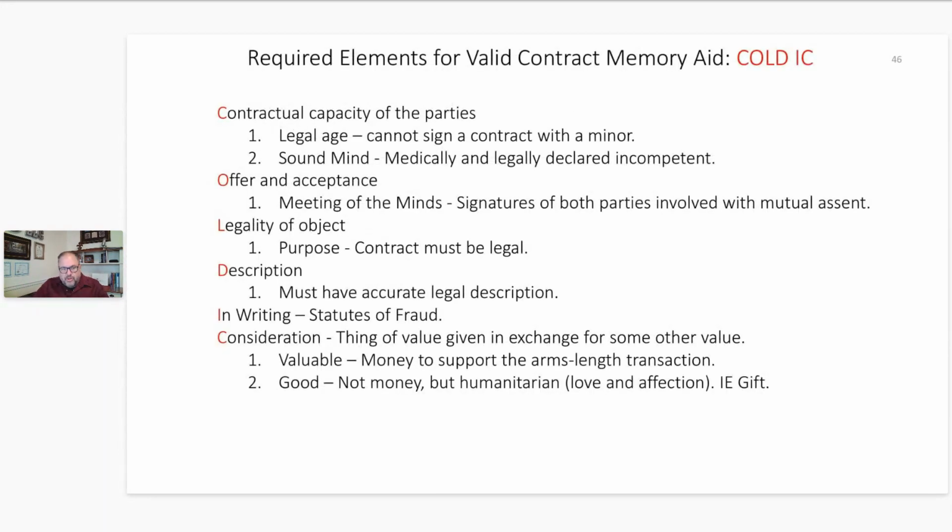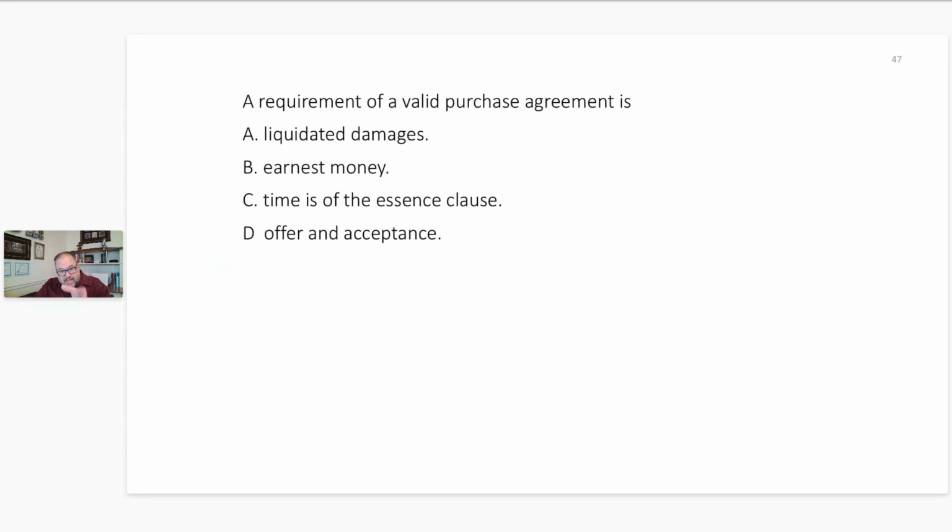Develop a system where you have memory aids that will trigger you when you come to test questions like this. Because when you come to a test question like this, what I do if I'm looking for something like this, I may go down on my scratch paper and write down my memory aid, cold ice, just to kind of do a little mental workout before I go in and start answering questions. Okay.